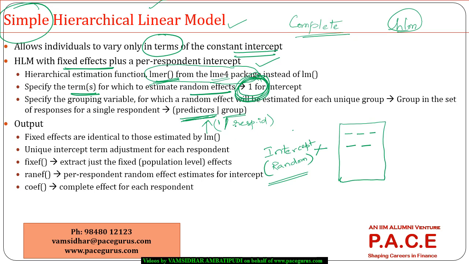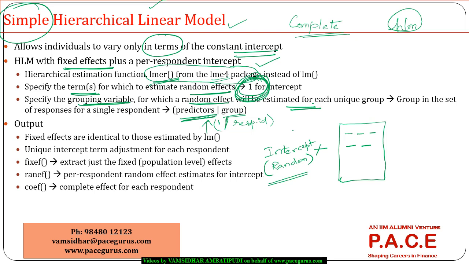Based on the respondent ID, for each respondent I want a separate individual intercept. So based on the 16 observations that I have got for each of the respondents, I require a different intercept for each one of them. So this is what I have to specify in my model. I have to give my grouping variable, which is the respondent ID, for which the random effect will be estimated. So the random effect, based on the grouping variable I am giving here, will typically be estimated for each unique group.